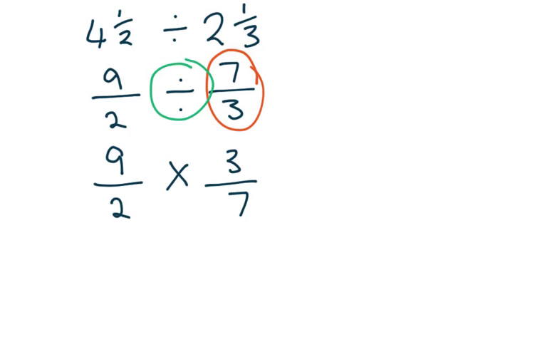We check to see diagonally if we can do anything. 3 and 2 have nothing in common. 9 and 7 have nothing in common. So we just multiply across the top. 9 times 3 is 27. And 2 times 7 is 14. So then we need to change it back to a mixed numeral. And we see how many times does 14 go into 27. That's once. And there's 13 left over. So it becomes 13 over 14. Just rewrite that for you. So we get 1 and 13 over 14 as our final answer.